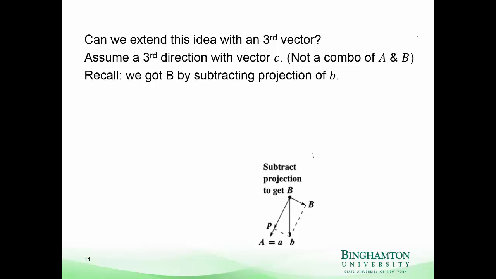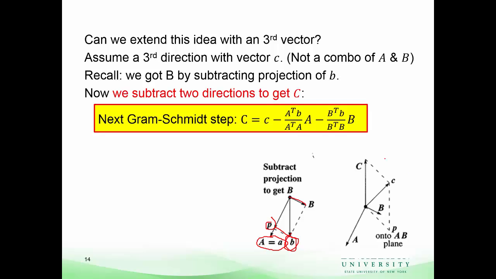So let's recall how we got big B. We have our big A here, we have our little b here, we projected it down, and then we did the subtraction of B and P, which gave us the vector big B. So we can do the same thing. We can find the projection and subtract off the projection. So there is the negative of the projection.